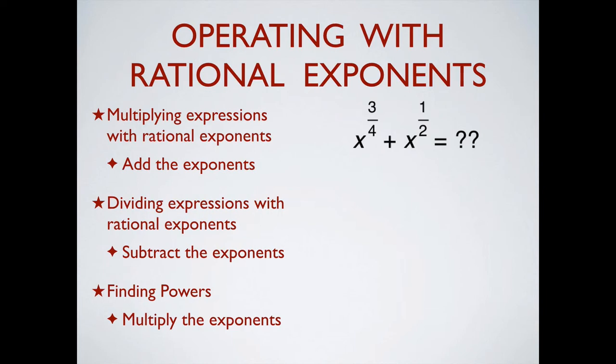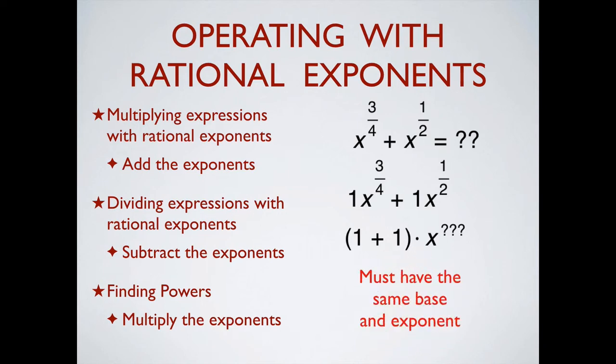What would I do if I had x to the 3/4 plus x to the 1/2? Can I add these? Well, remember, adding relies on the distributive property. So if I think of this as 1 times x to the 3/4 plus 1 times x to the 1/2, I would have to be able to factor something out so that I'd be able to just get 1 plus 1. But what would I be able to factor out? X to what? Well, it doesn't work.